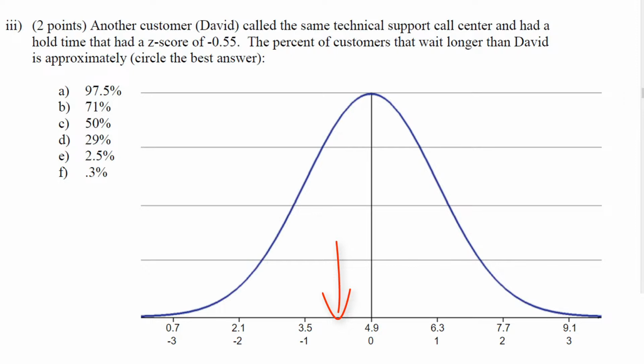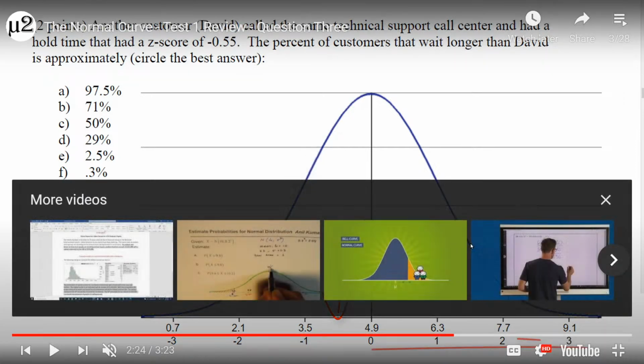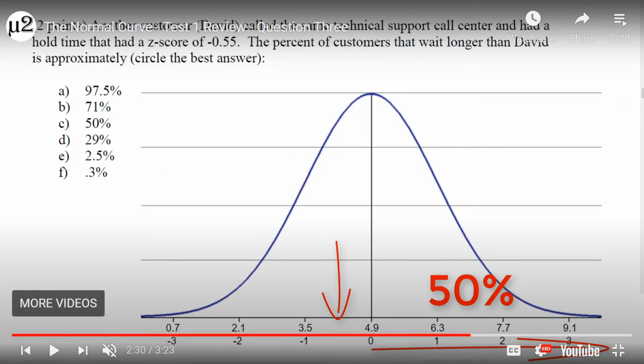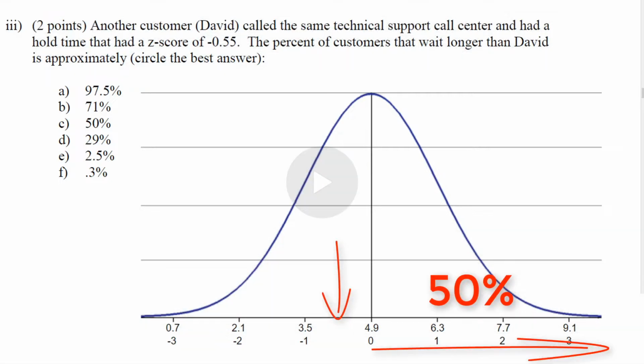We know above 0 is going to be 50%, because that's just half the curve. So above 0 is 50%. But what else do we know? We know that between, and this is what we want to look for, we want to look at this area above here, which is more than 50%. That narrows it down to 71 or 97.5.